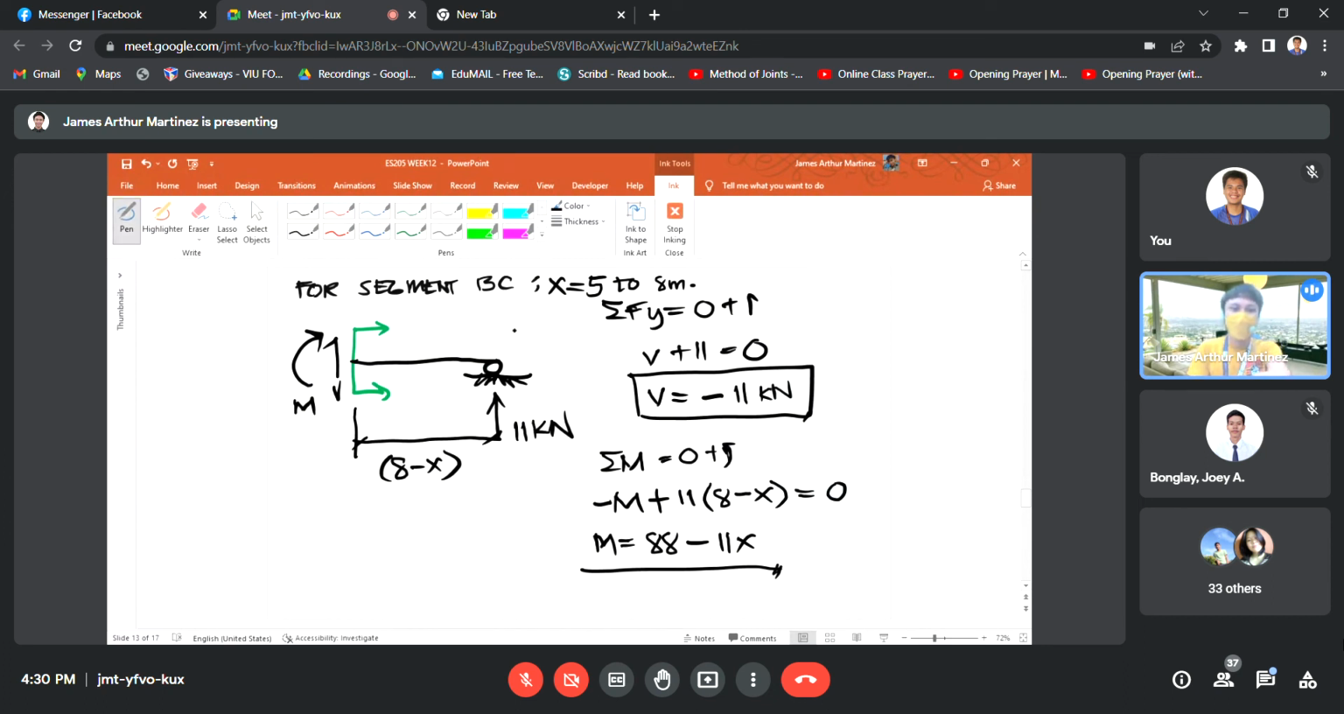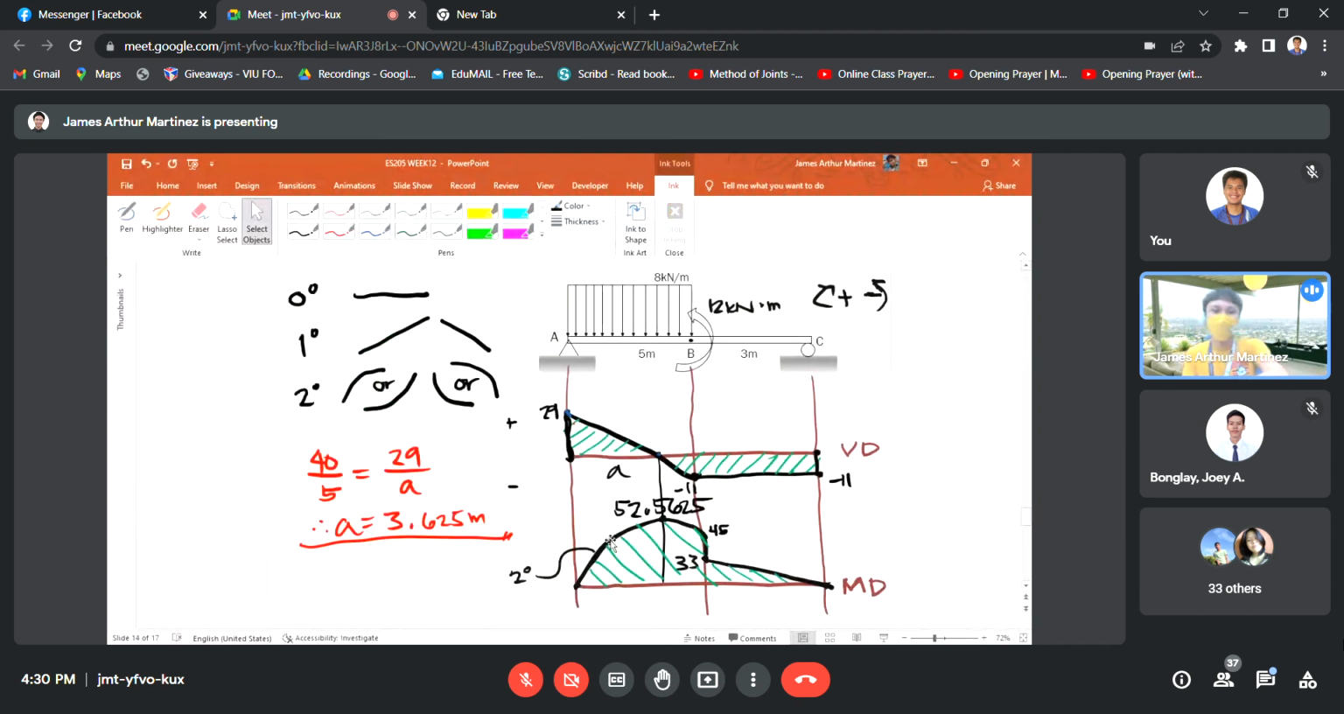For segment B to C, you have a constant internal shear, which is negative 11 kilonewtons. And for the moment, you have 88 minus 11x. Okay?